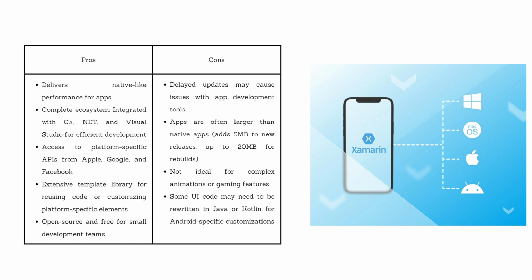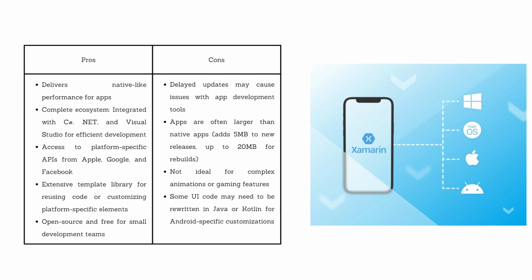The apps which are developed with Xamarin have high native-like performance. Its extensive ecosystem with C Sharp, .NET, and Microsoft Visual Studio makes it one of the most complete mobile app frameworks available. And Xamarin's platform-specific libraries give developers access to APIs from Google, Facebook, Apple, and other platforms to enrich your app's capability. Enhanced user experience thanks to Xamarin's vast template library that lets developers reuse code across different platforms or manually customize the elements.